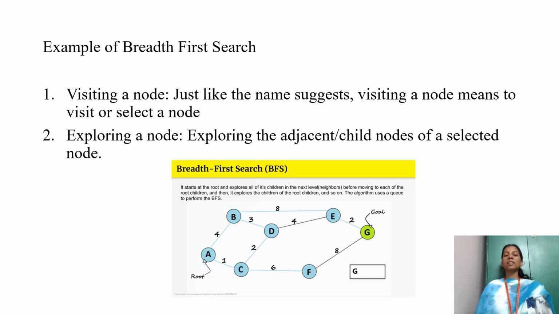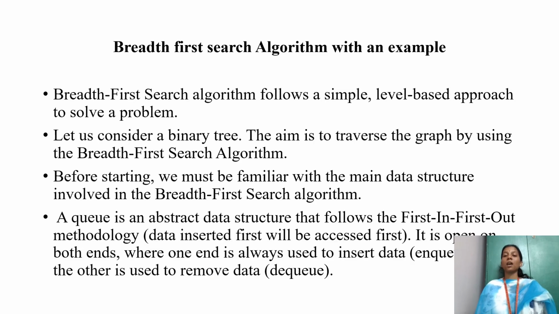Next, example of BFS. First is visiting a node. Here we can easily know that visiting a node means visiting a particular node or selecting a particular node. Next is exploring a node. Exploring means just visiting and getting the data from it. Next, let's see an algorithm with an example. BFS follows a simple and level-based approach to solve any problem.